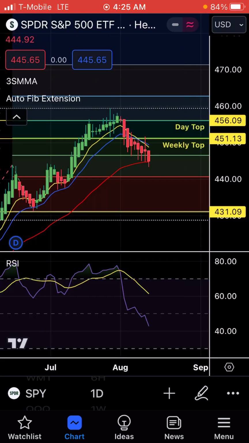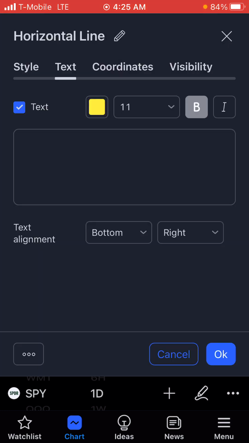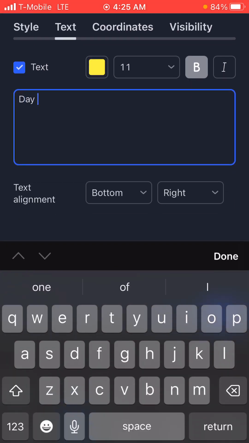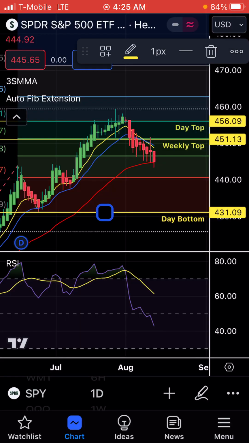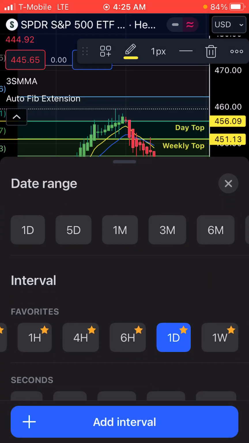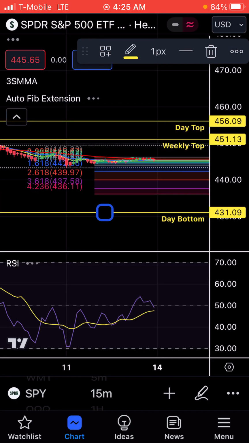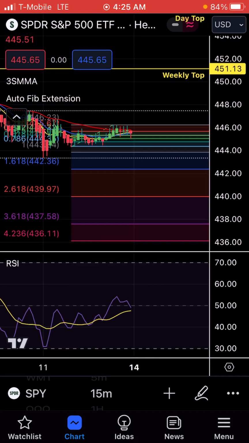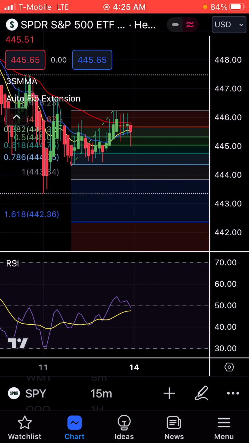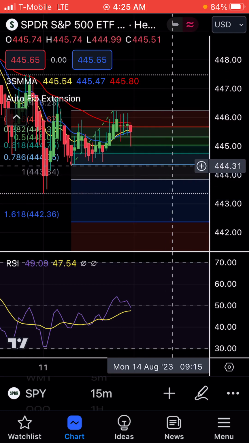Or if you want to break it down, you don't have to go into the weekly, daily, and small time frame. You can focus on just the 15 minute. And on the 15 minute, you just draw out the lines from the Fibonacci. So this is the day bottom. Okay, day top, day bottom. So now we just have to look at it on a 15 minute. Look at it on the 15 minute and we see the closest Fibonacci would be right around here.